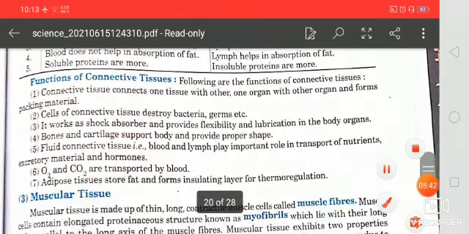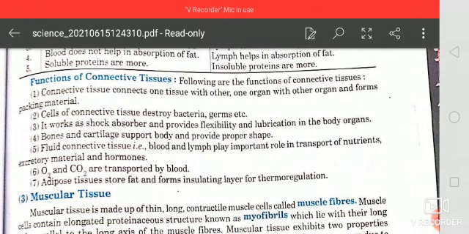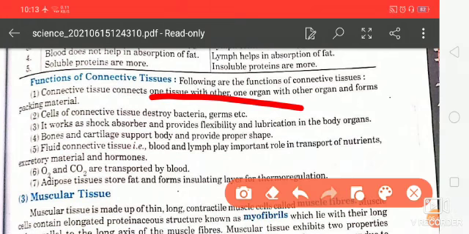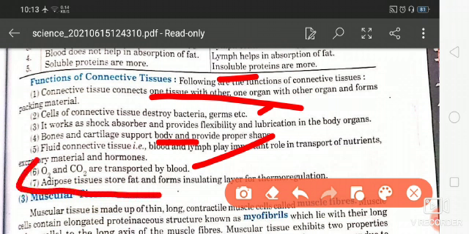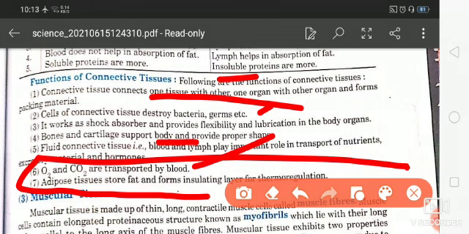Students, next is the function of connective tissue. So you know that connective tissue connects one tissue with other organs and forms the packing material, and cells of connective tissue destroy bacteria and germs. Bones and cartilage support the body and provide proper shape. Oxygen and CO2 are transported by the blood, and blood is also a connective tissue, a fluid connective tissue. And this is very important: adipose tissue stores fat and forms the insulating layer for thermoregulation.